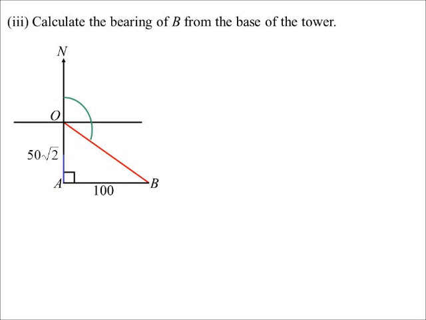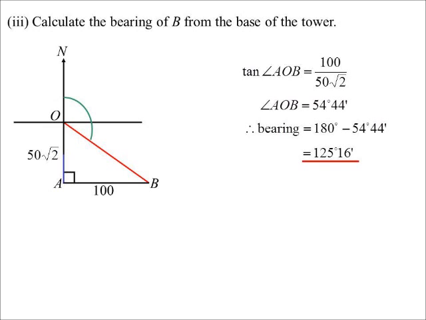Well, obviously it's going to be easier to find the one in the right angle and then subtract that from 180. So AOB, the tan of it, 100 over 50 root 2, 54.44. So subtracting from 180, we get our bearing of 125.16. Some people like to put T after that to indicate true bearing. So you might see that sometime.